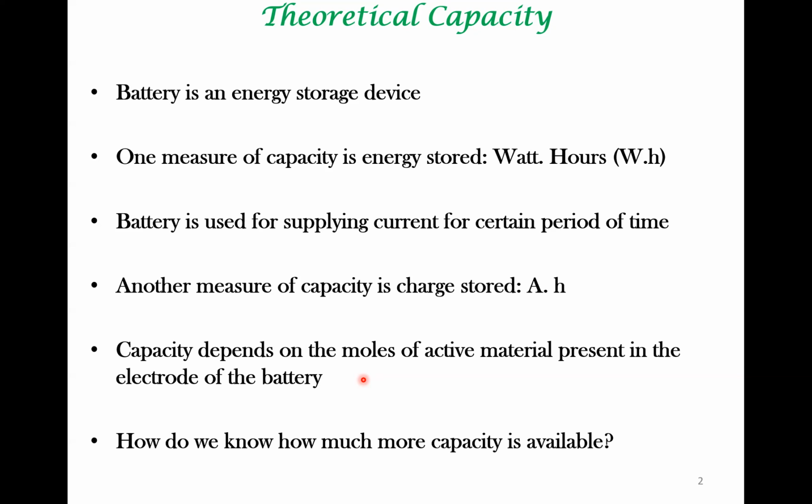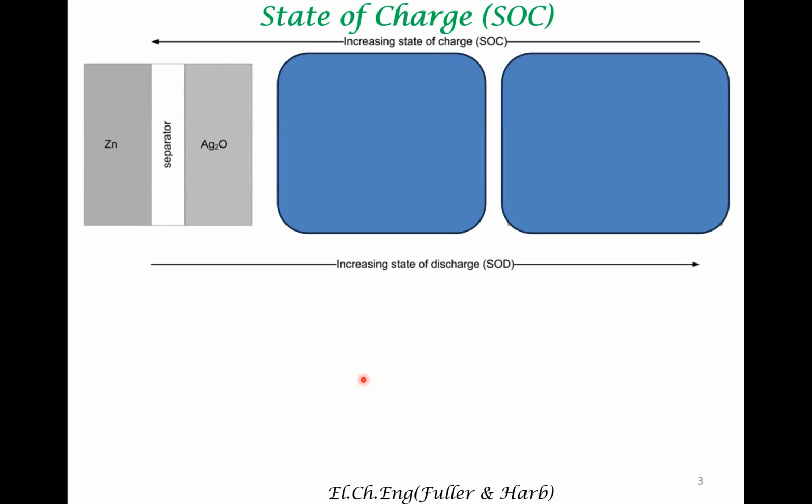So how do we know how much capacity is available once the battery is in operation? This is not a trivial question. We will elaborate on this in a couple of slides. So let's first understand what is happening when the battery is getting discharged in terms of active material. Supposing we take a particular battery, zinc is one of the electrodes and silver oxide is the other electrode, and these two electrodes are separated by a separator.